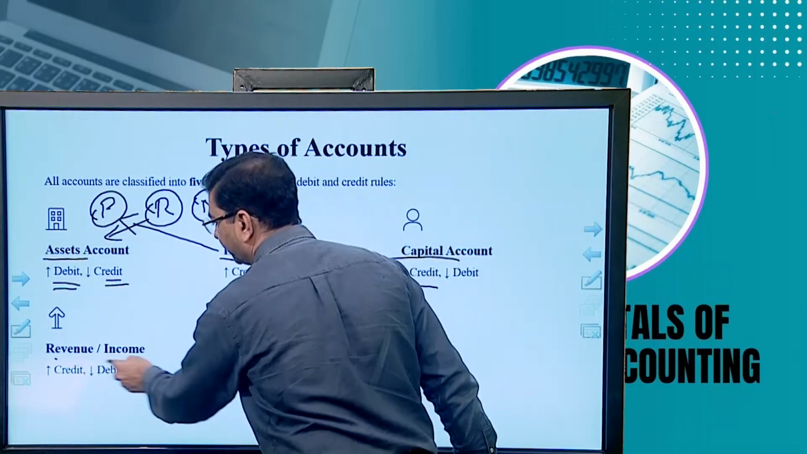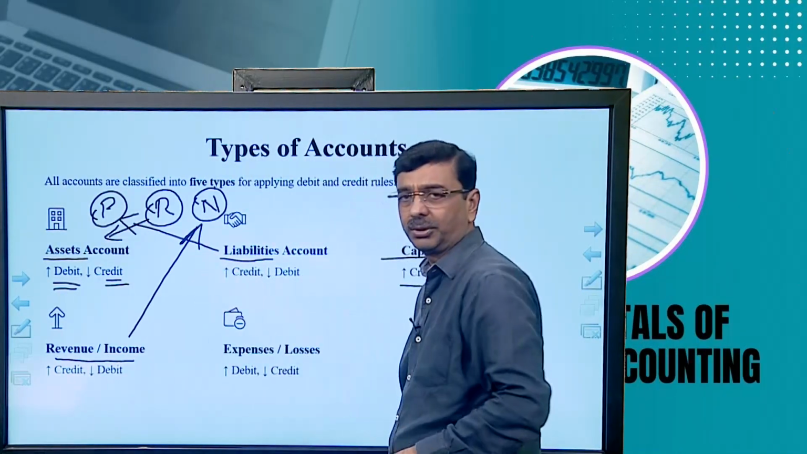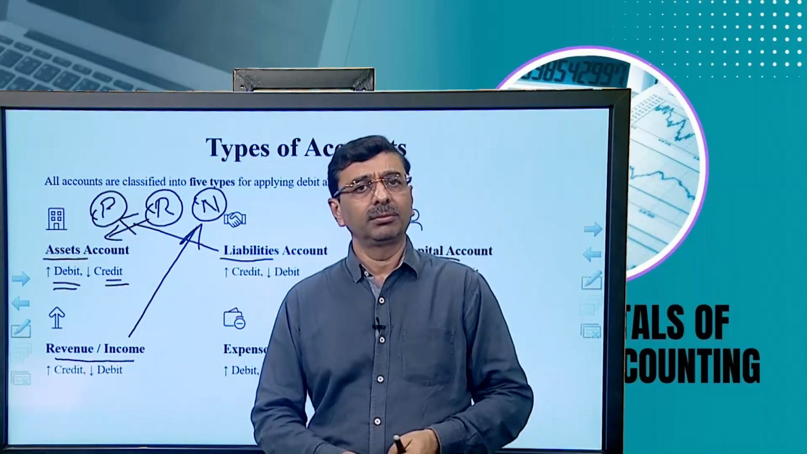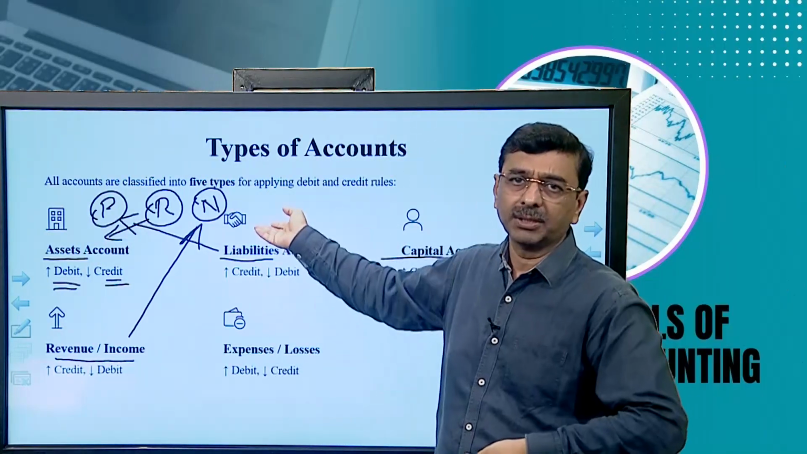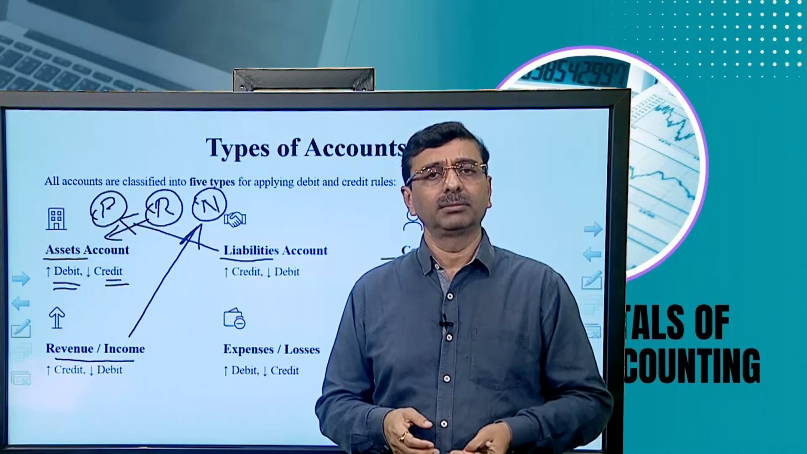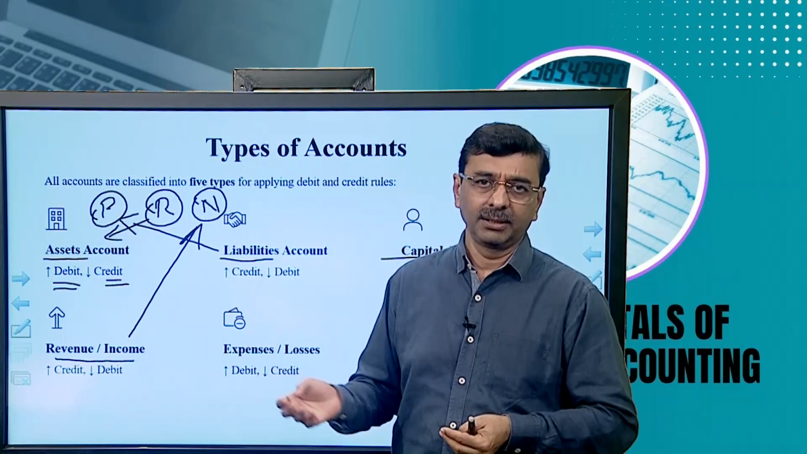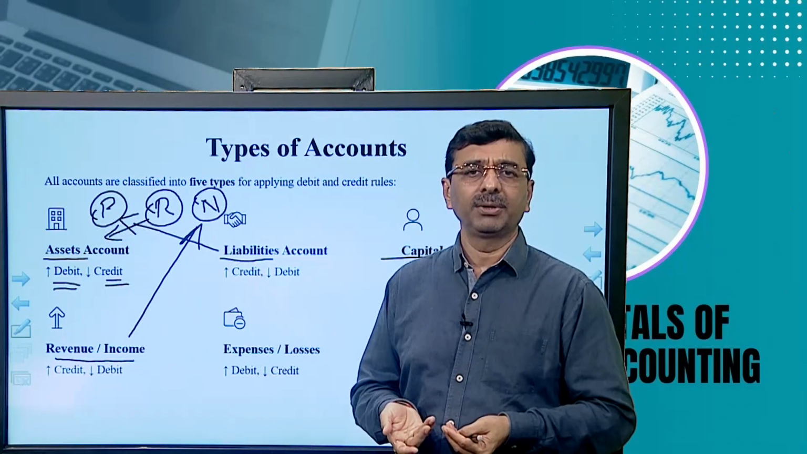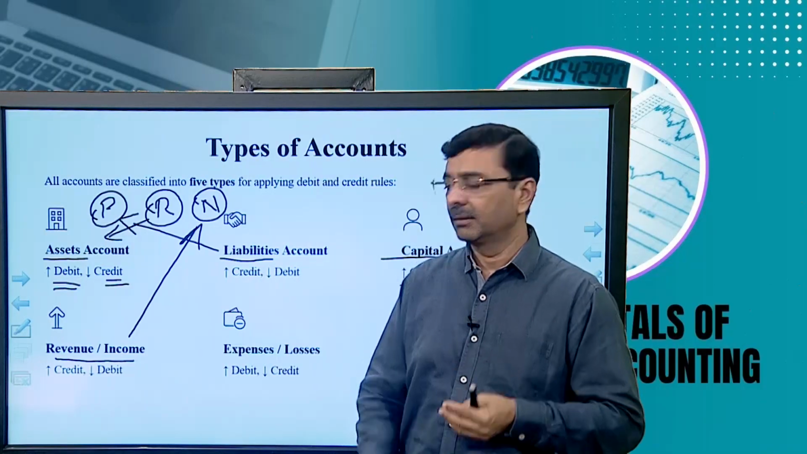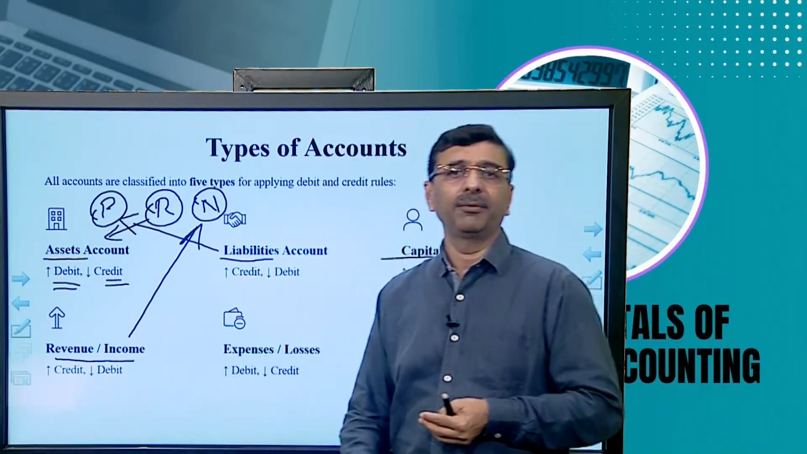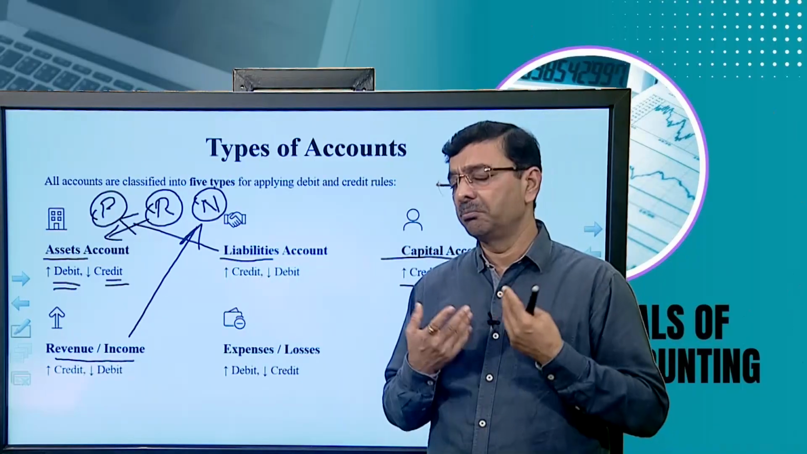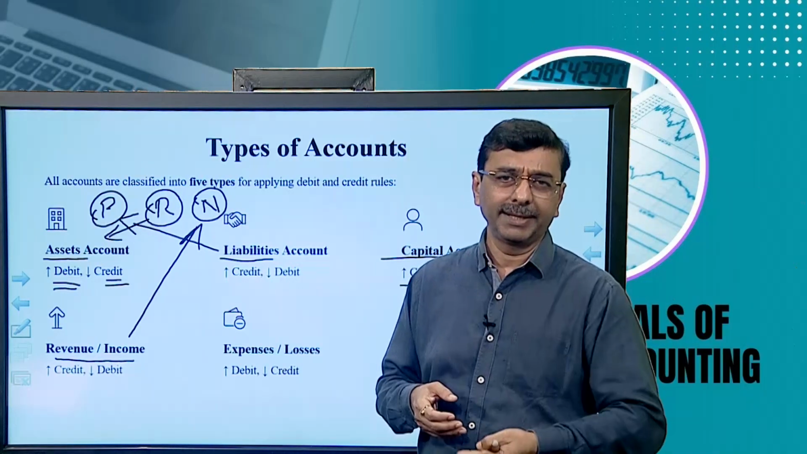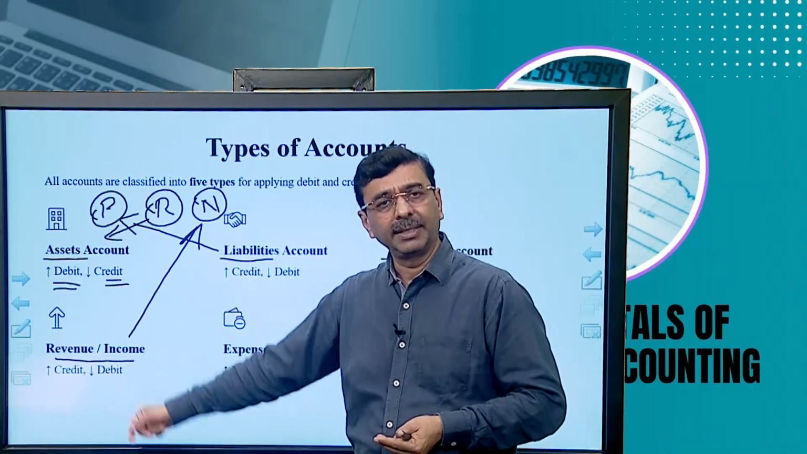Revenue and income are affected in the nominal account. Any kind of revenue is your income. So as per the nominal account, when revenue and income increase, it's always credit. So any revenue received, income received, is increasing, that's why it's credit. When the revenue and income are not being received or are decreasing, that is why it is debit.